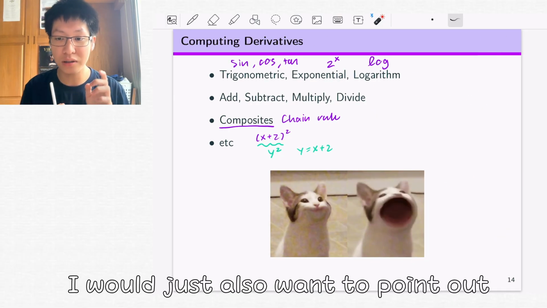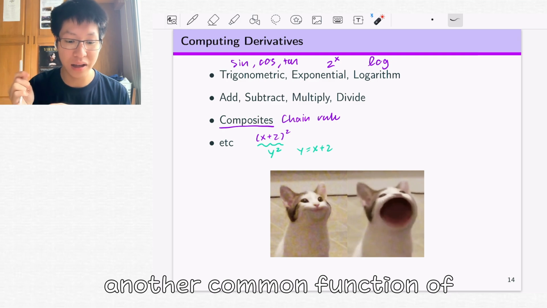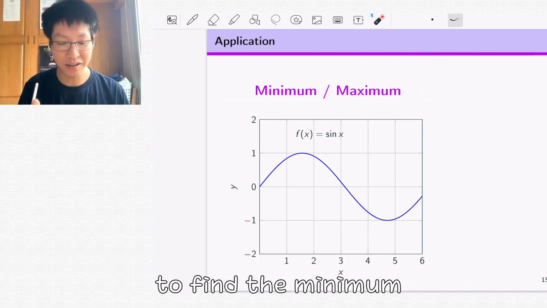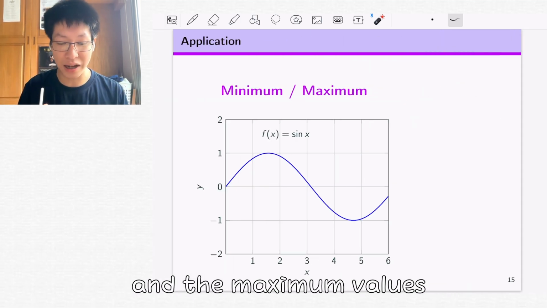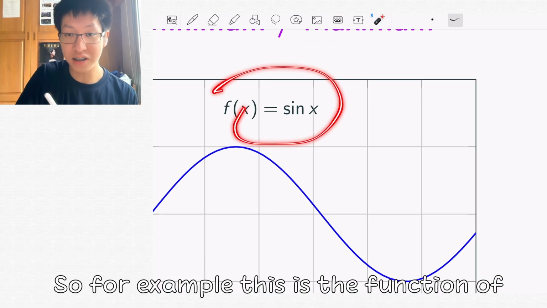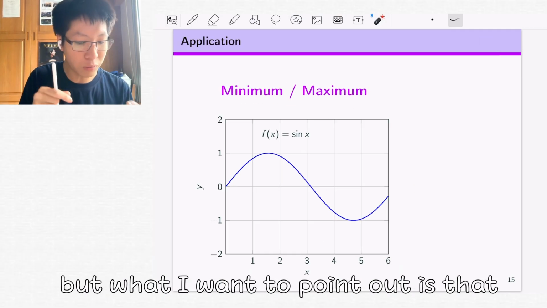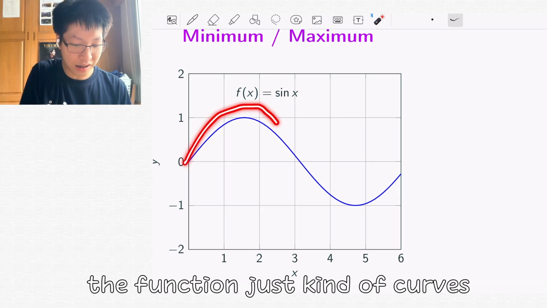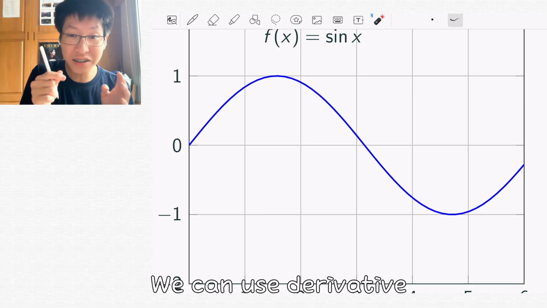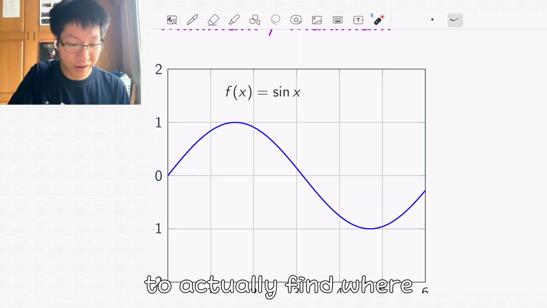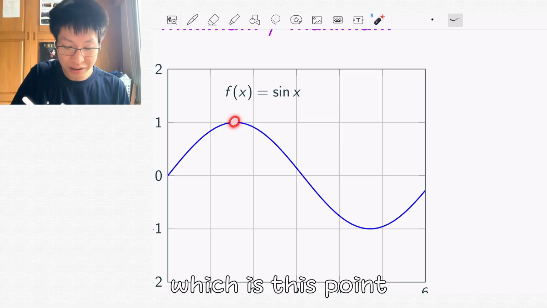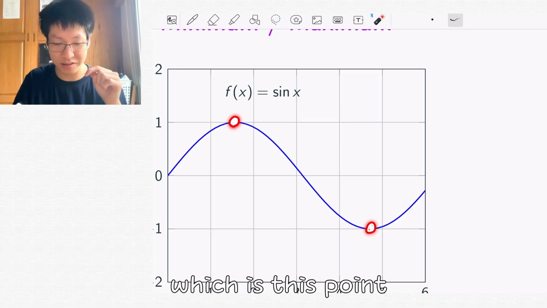I also want to point out another common use of finding a derivative, which is to find the minimum and the maximum values. So for example, this first function, sine of x, which you don't really have to know what it is, but what I want to point out is that the function just kind of curves, something like this, right? We can use the derivative to find where the maximum point is, which is this point, and where the minimum point is, which is this point.